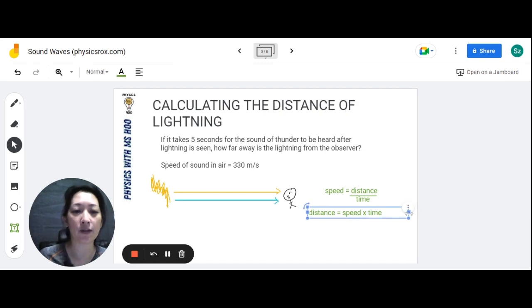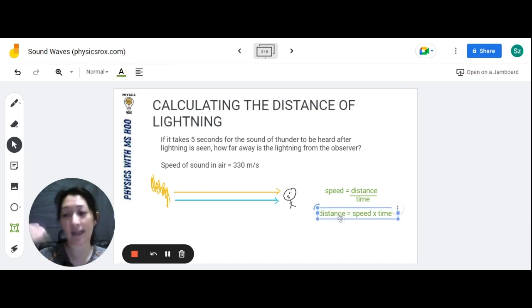But because we assume that the light is traveling instantaneously, the time it takes for the light to reach us is negligible. So we don't have to bother about the speed of light. We just focus on the speed of sound. So the distance traveled here, in this case, you want to calculate. To calculate this, we just need to take the speed of sound, which is given to us as 330 meters per second.